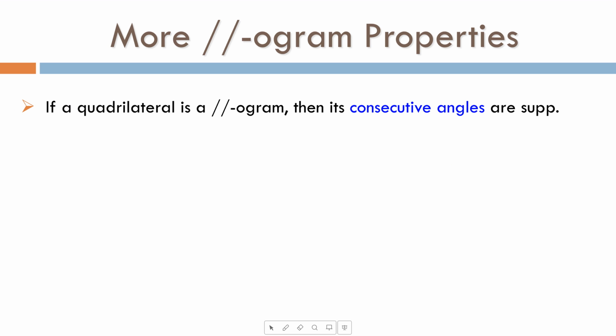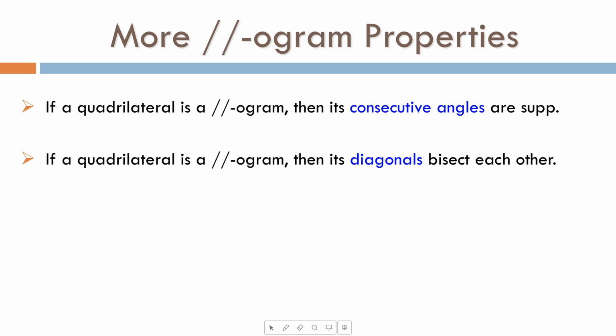Consecutive angles are supplementary. Aiden, what does the word consecutive mean? The one's right after. Beautiful. For our purposes, excellent definition. For our purposes, we're going to do the angle next to it. Probably should have used adjacent.